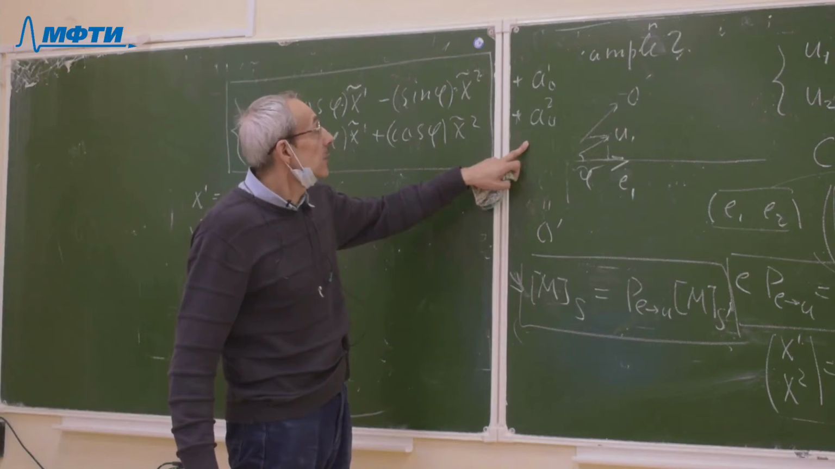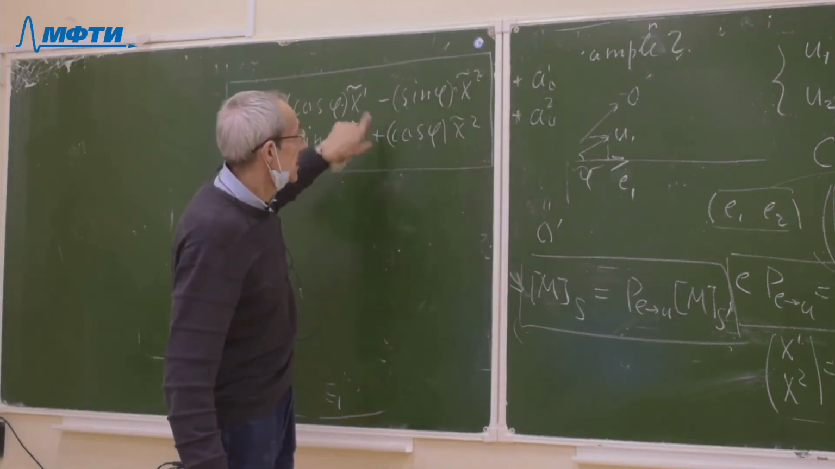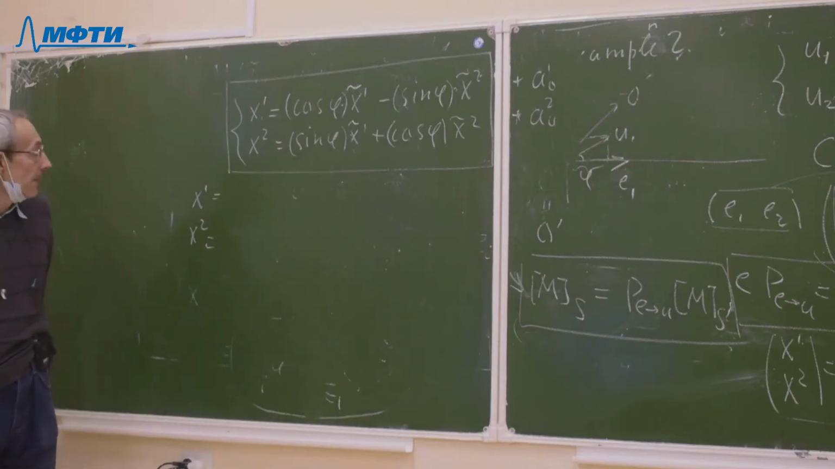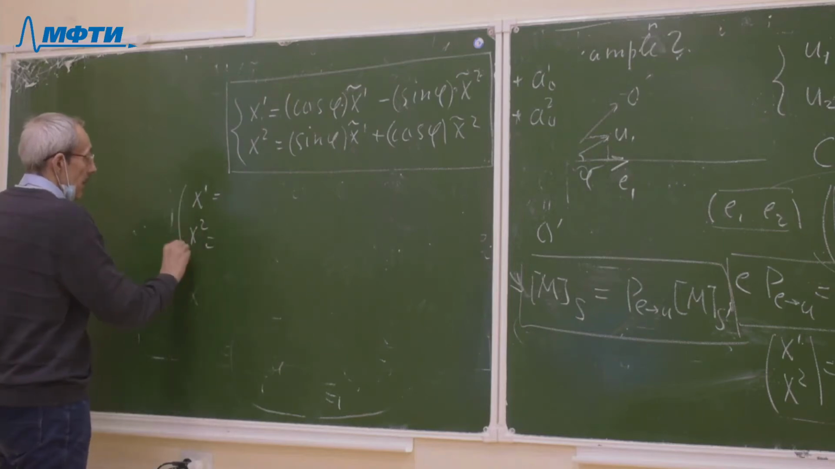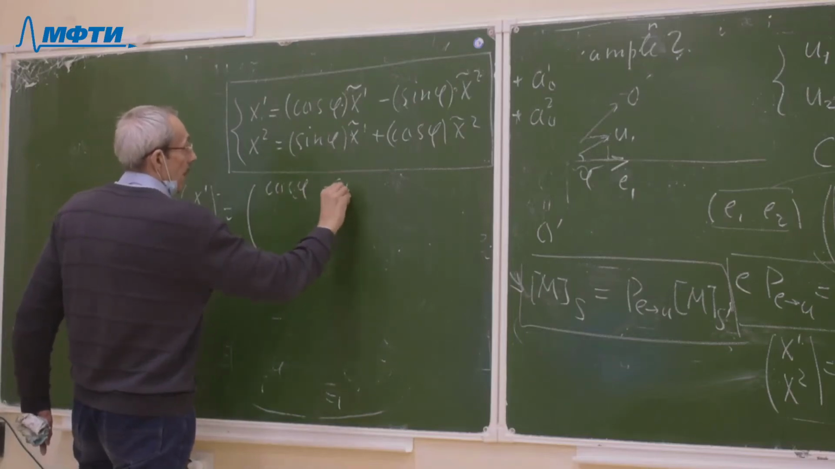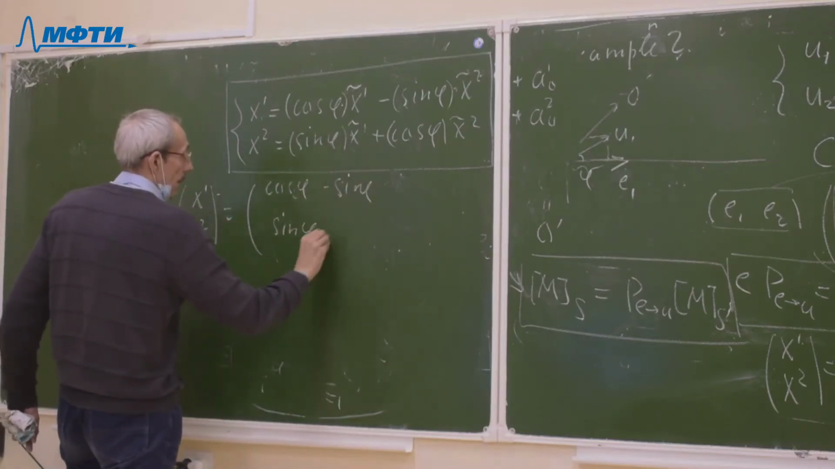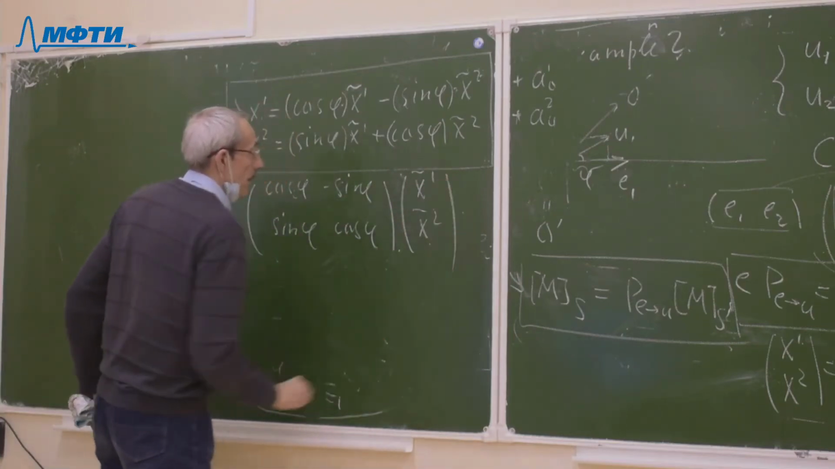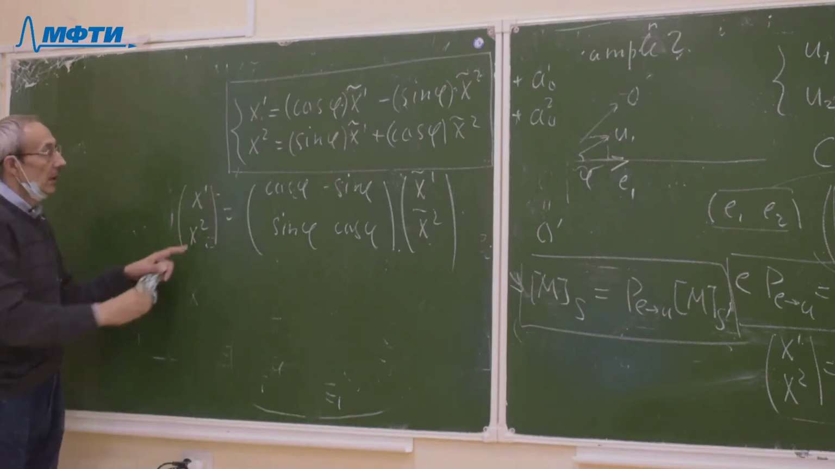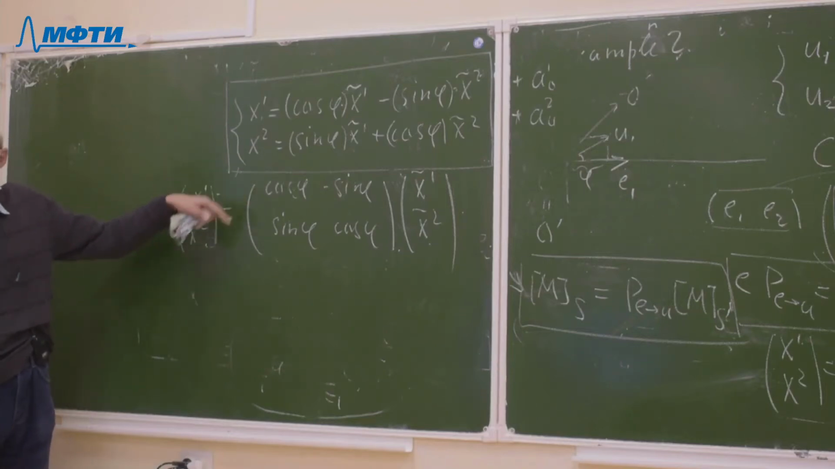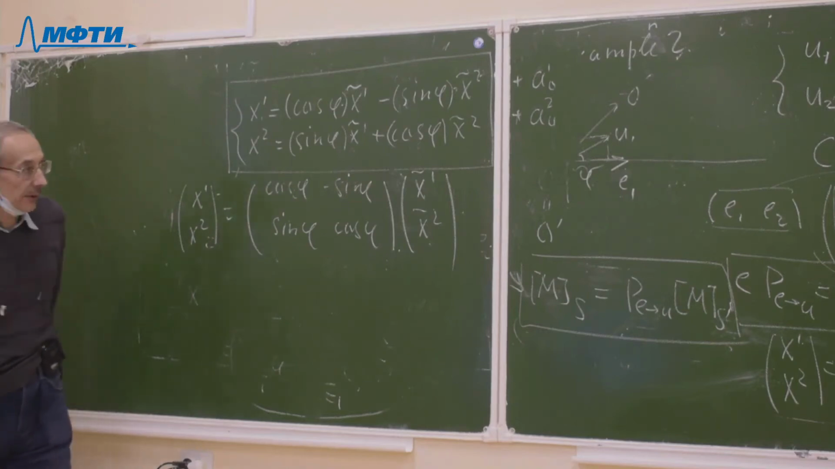If the shift is absent, we obtain the most simple form. You can check this formula by comparing it with the matrix form of this formula, and we see these formulas are equivalent. Okay.